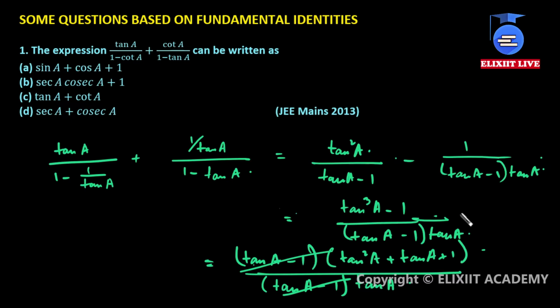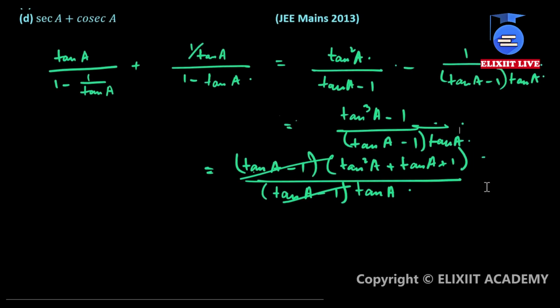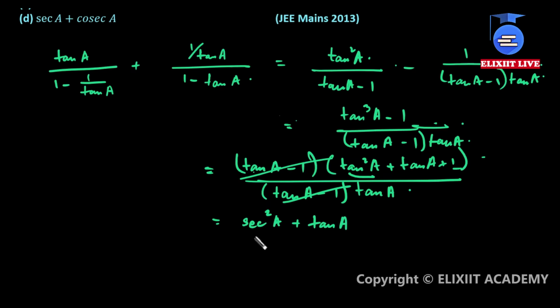Now you simplify this part. How much are you getting? This is tan square A plus tan A plus 1. So simplify this. Here we have tan square A plus 1, which will turn out to be 1 plus tan square A basically, which is sec square A. So sec square A plus tan A, divided by tan A.